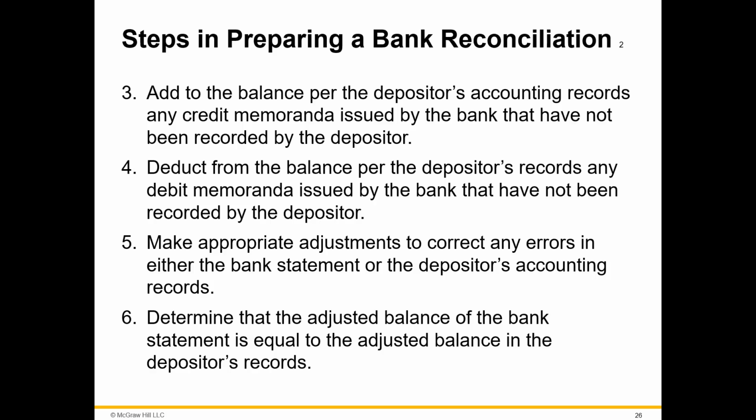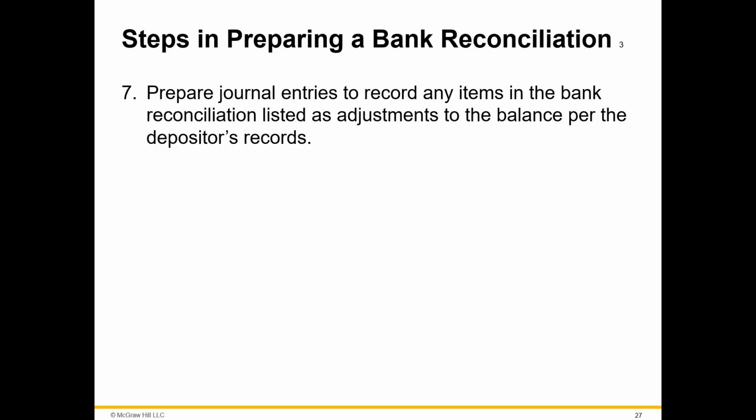All right, next, add to the balance per the depositor's accounting records any differences. So is there a credit? Is there a debit? You can see those items included there: something that's been issued by the bank but not yet reflected by the depositor, the company. So make appropriate adjustments to correct any errors or reconciling items to the bank statement, and then determine if there needs to be an adjusted balance. And finally, those items that were recorded by the bank still need to be recorded by the depositor or the company.